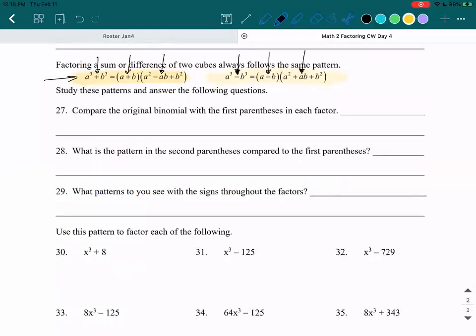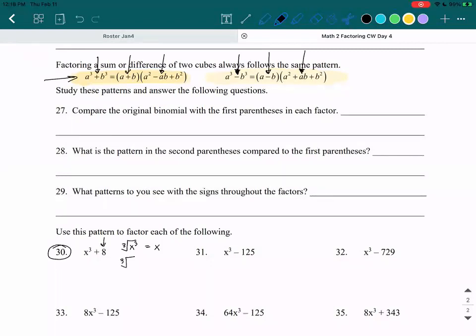And so we're going to use that pattern to do a couple of the bottom problems. Let's do number 30. We have x cubed plus 8. Let's figure out what the cubic root of x cubed is. That's just x. So this is going to be whatever our a is, okay? And then what about 8?